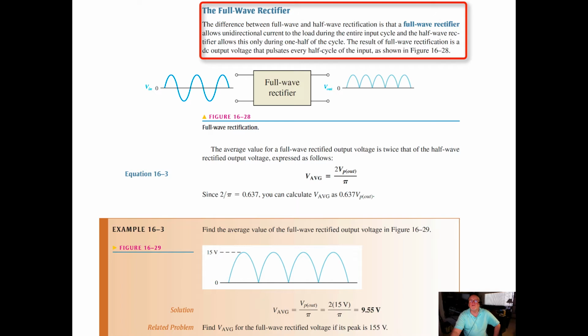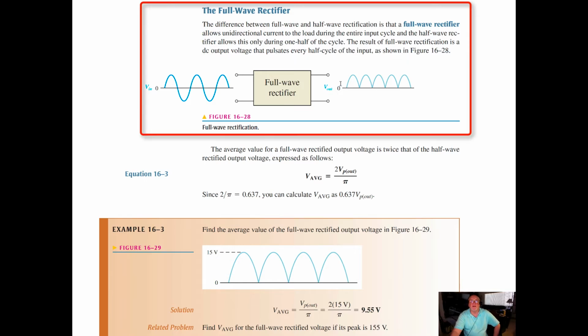The result of the full wave rectification then is a DC output voltage that pulsates every half cycle of the input, and we can see that in the diagram here. There's our full wave input, there is our rectified output where we're taking advantage of every bit of the waveform.